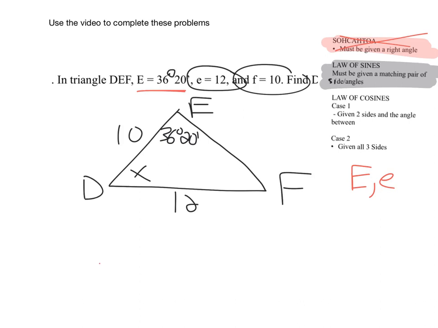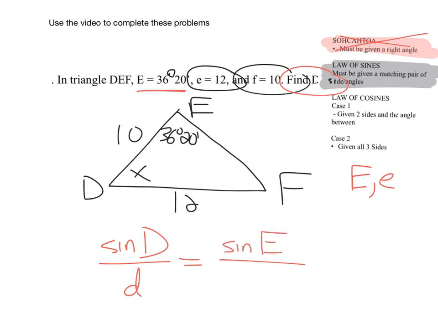And what I want to do is, since I want to find angle D, I want to write the sine of angle D over side D. That equals, now for my matching pair, the sine of angle E over little e. And the problem with setting it up that way is this. We want to solve for angle D. That's an unknown. But we also don't know side D. So that would make it that there's two unknowns. So we're not going to be able to use the law of sines by setting it up this way.